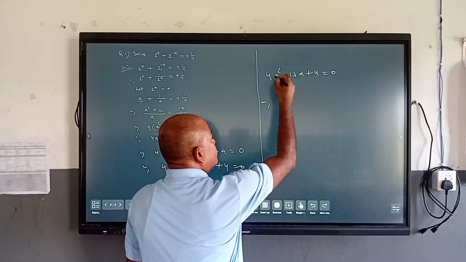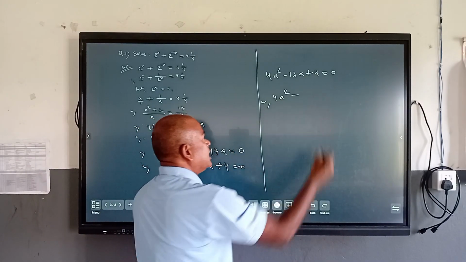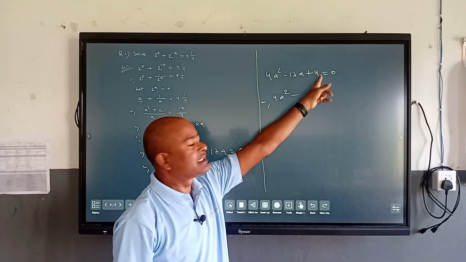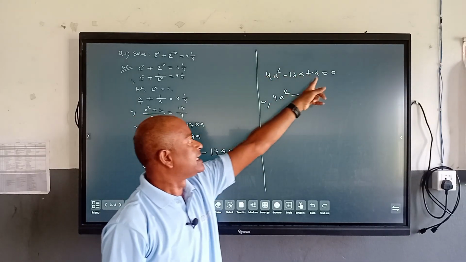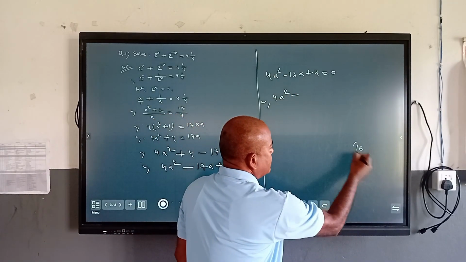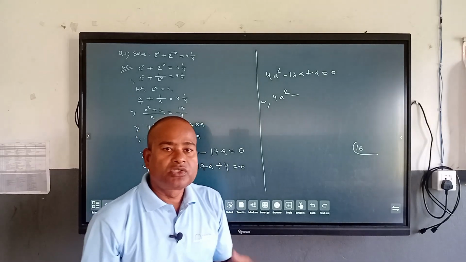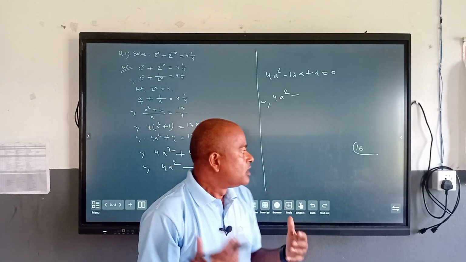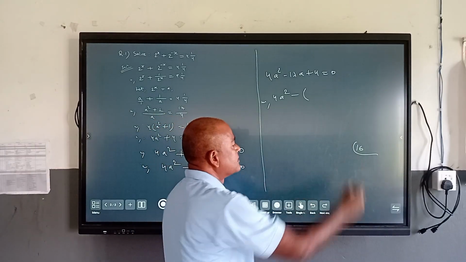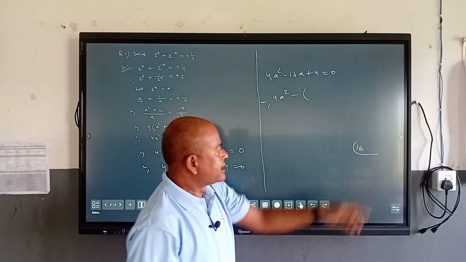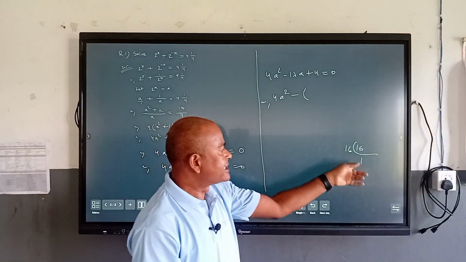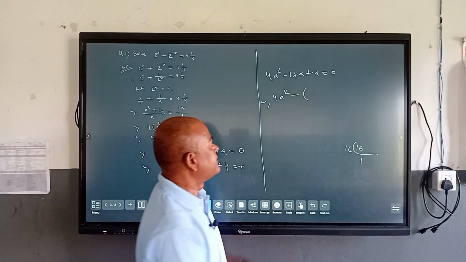So dear students, 4 fours are 16. If we multiply the first number and the last number, the product will be 4 fours are 16. According to the rule of factorization, the middle term we have to break down into two parts, so the product should be 16. If we divide 16 by 1, we get two factors, 16 and 1, and 16 plus 1 gives 17.